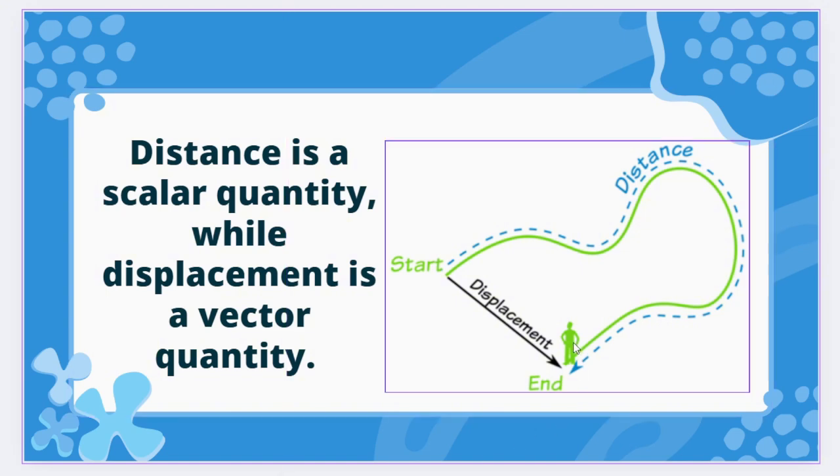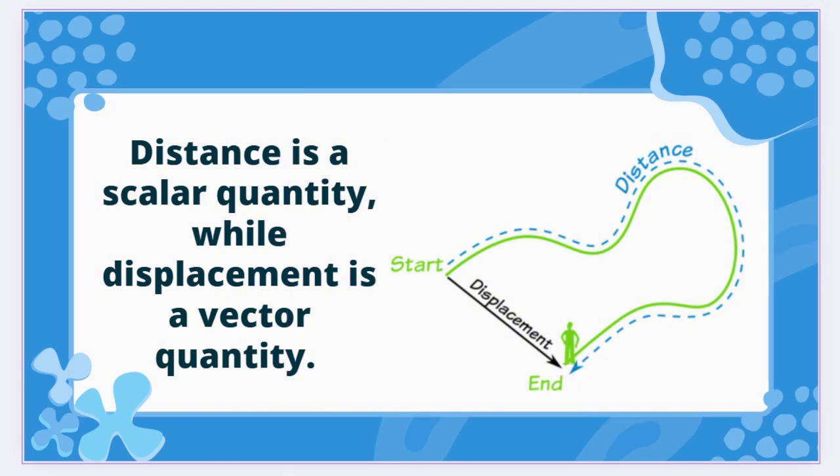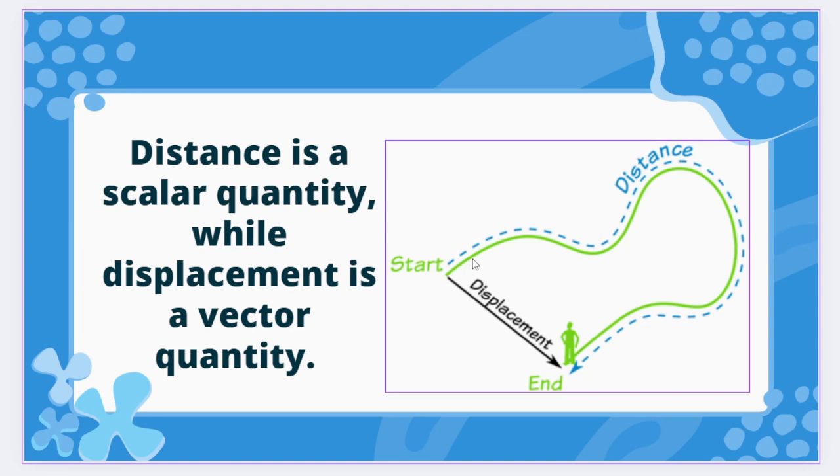So for example, ito pong lalaki sa picture. Nakita po natin dito sa green path niya. Yan po yung kanyang nilakad or trinaverse na path from start to end. Now, if we measure the total length of that path, then that would give us the distance traveled by the man.